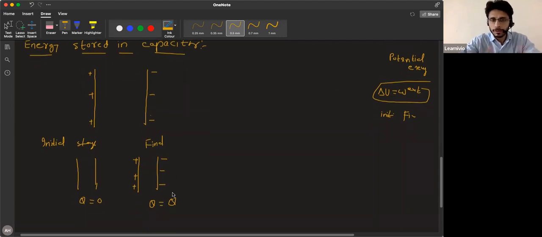Now, these initial and final stages are clear, right? Yes, sir. Okay. If initial and final stages are clear, then the next thing is who will do the work done in carrying your system from initial to final stage? There should be some agency.